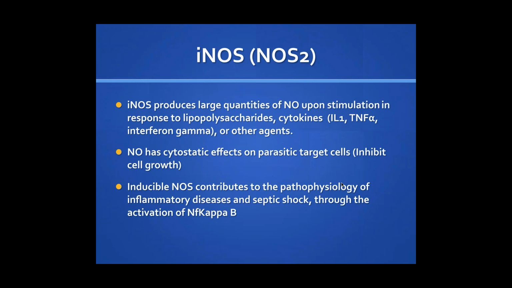Nitric oxide has a cytostatic effect on parasitic target cells. The whole reason that our body makes it is to try to kill off the bad guys, but in the process it can create some peroxynitrite molecules that can cause some problems. So inducible nitric oxide synthase contributes to the pathophysiology of inflammatory diseases and septic shock through the activation of NF-kappa B. Maybe you've heard of NF-kappa B or have looked at it in the past, but it's one of the major players in the inflammatory cycle. So when we go after bugs, we create all of this nitric oxide that then can become a pro-inflammatory situation.